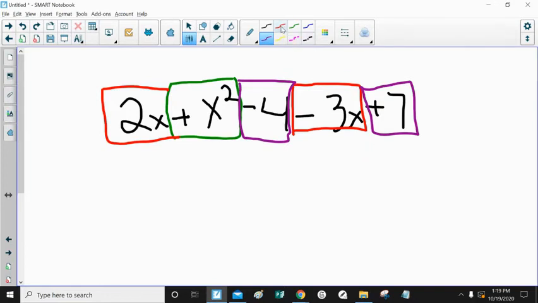Now it's time to write your terms out in an expression. We're going to start with our terms with the exponents. Those come first whenever we write an expression. Then we take our terms with the variable. 2x minus 3x is a negative 1x. We do not write the 1 as a coefficient. It is implied. Negative 4 plus 7 is a plus 3. So our expression simplifies down to x squared minus x plus 3.